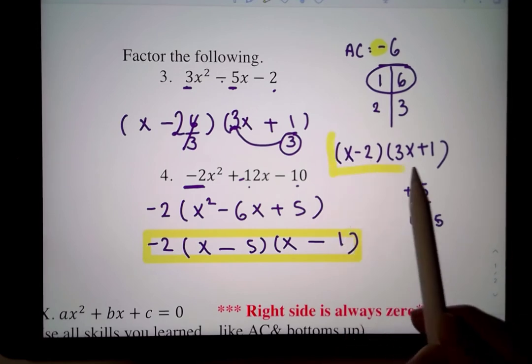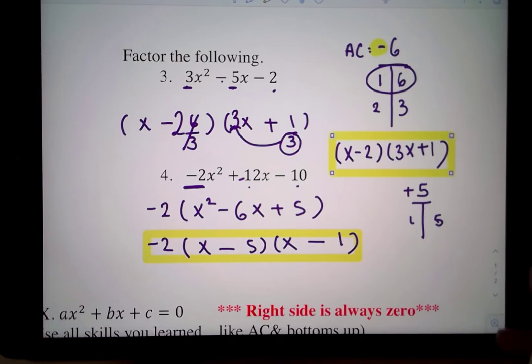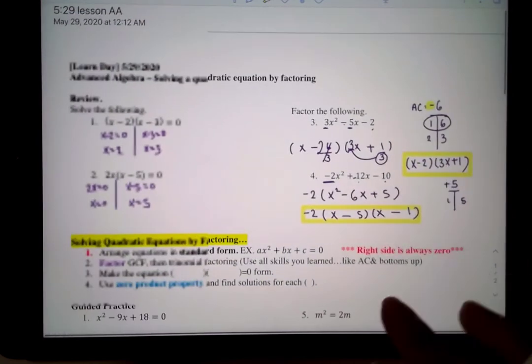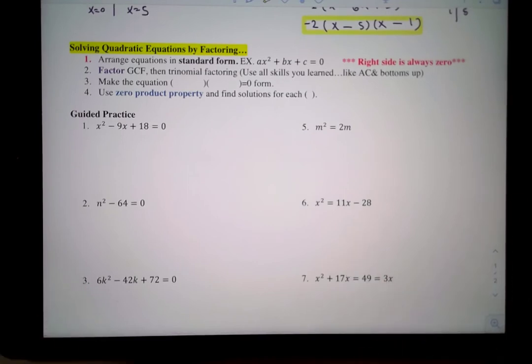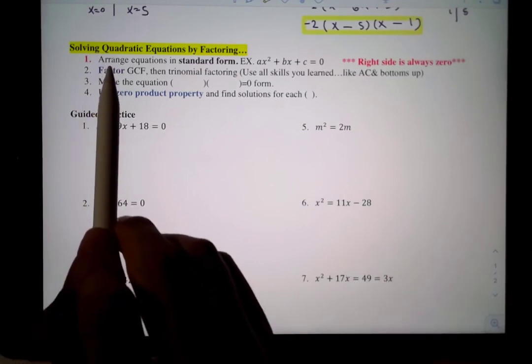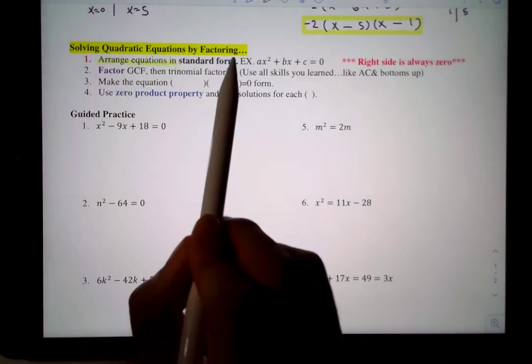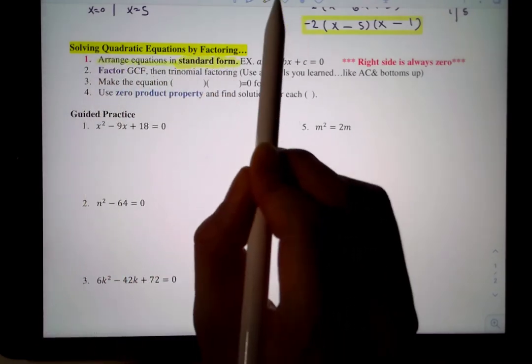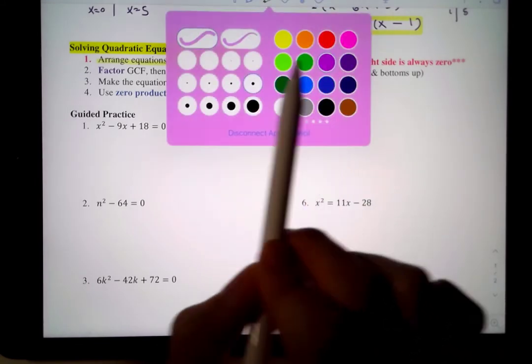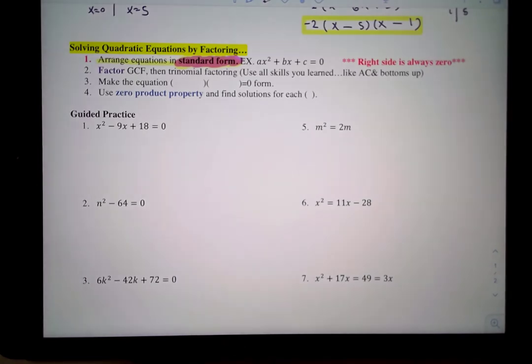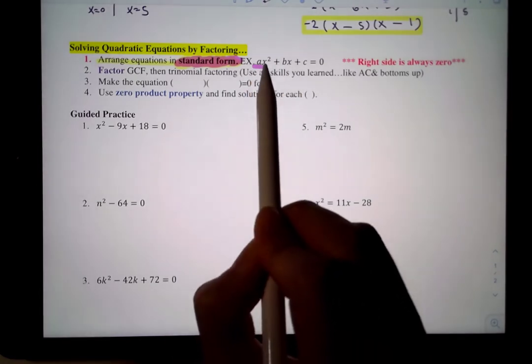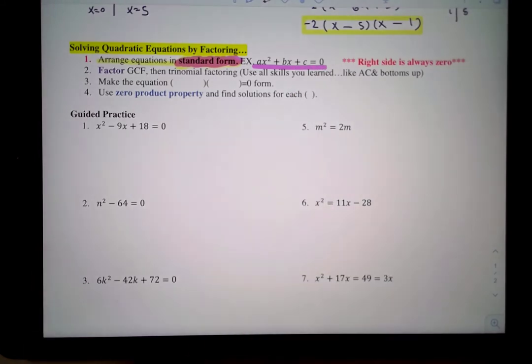So we did this kind of thing, guys. So you will use these skills, all right? You will use all the skills you learned so far, and something more, all right? Okay, so look at this, guys. So, solving quadratic equations by factoring. Step one, what do you do first? Arrange the equation in standard form. Let me use another color. You need to find the standard form, right? Standard form is ax squared plus bx plus c equals 0, right? You know that.